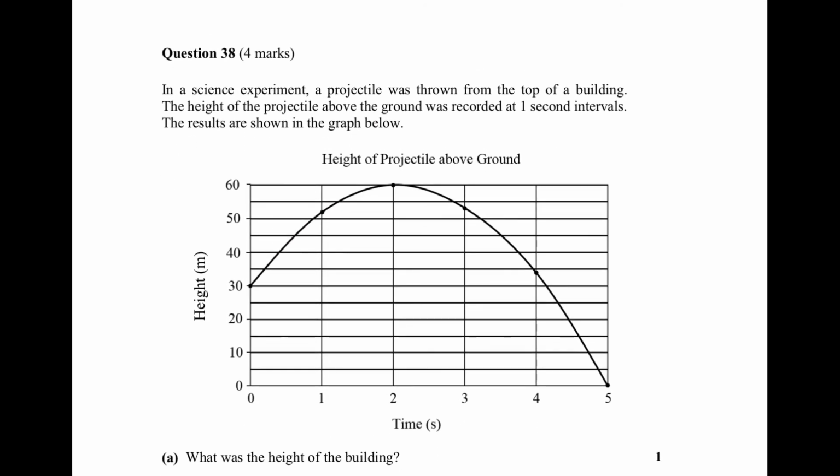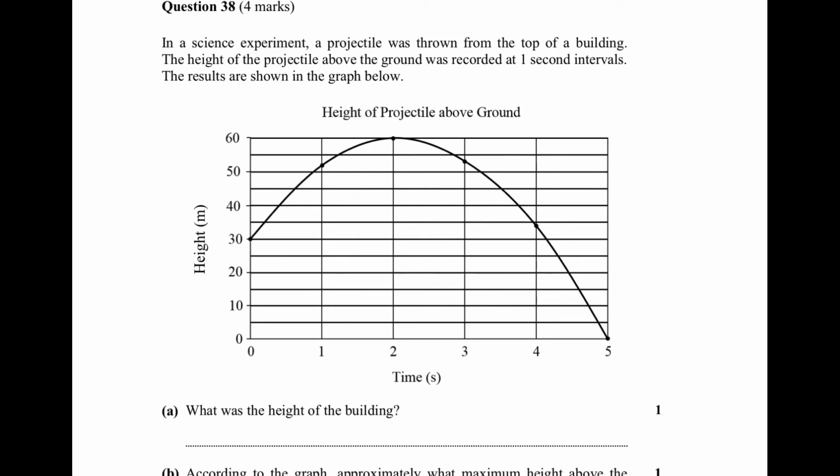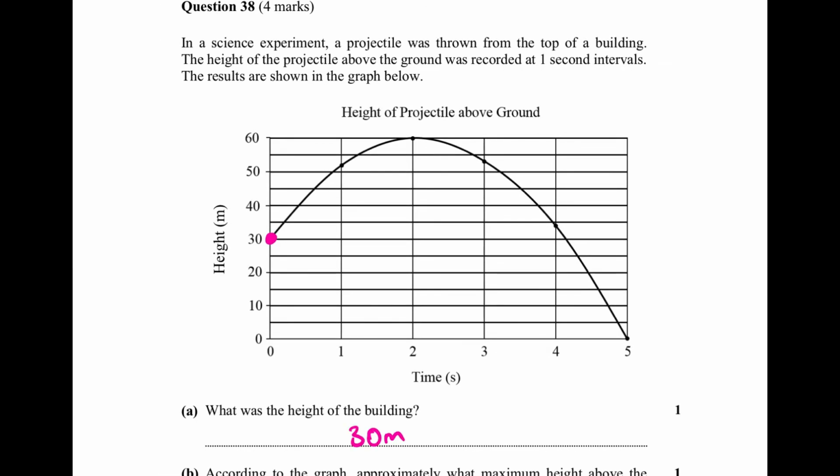Part 38, question 38. In a science experiment, a projectile was thrown from the top of a building. The height of the projectile above the ground was recorded at 1 second intervals. The results are shown in the graph below. What was the height of the building? Well, the height of the building is from where the ball was first released from. So the height of the building is 30 meters.